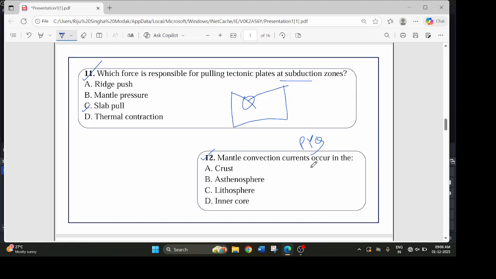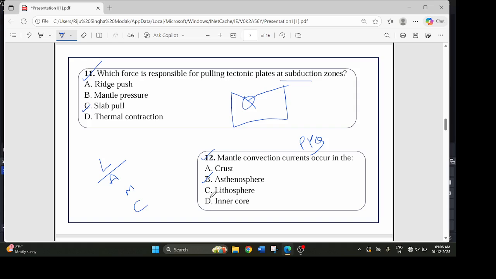Mantle convection current occurs in the crust, asthenosphere, lithosphere, or inner core. The correct answer is the asthenosphere. The asthenosphere is the hot, weak and ductile part of the upper mantle, just below the lithosphere and just above the lower mantle. So the correct answer is the asthenosphere.